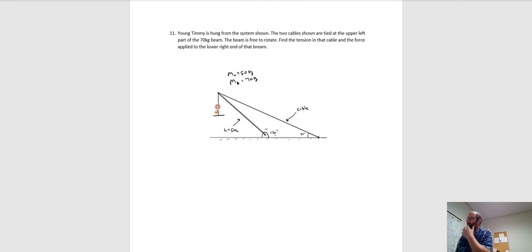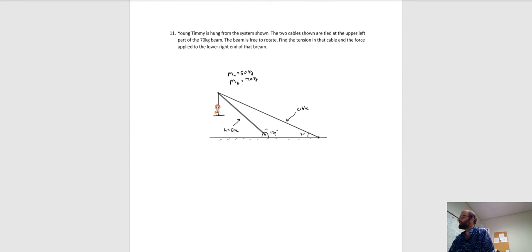I'm making this video to help you out with number 11 in your Unit 4 homework. What we're looking at is this system here. This is the 70 kilogram beam right here, and that's really what this problem is all about. You're going to want to start with a free body of that beam.